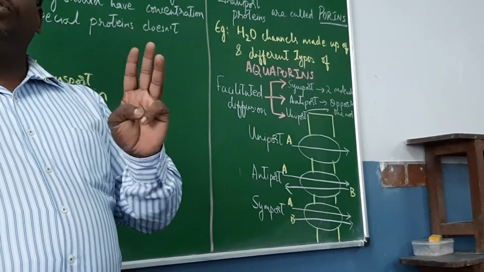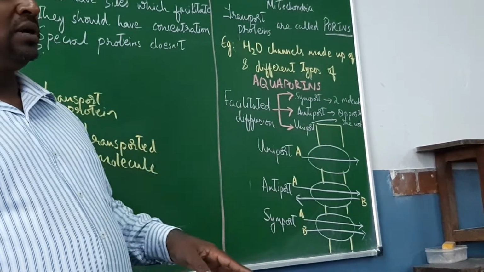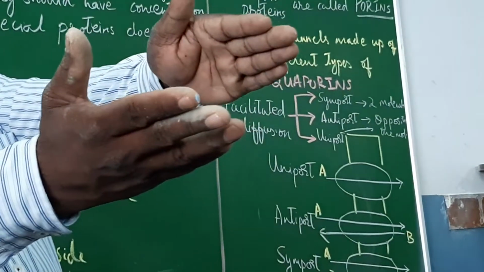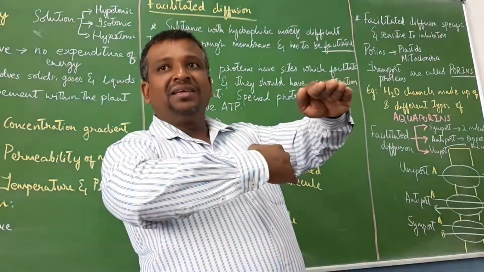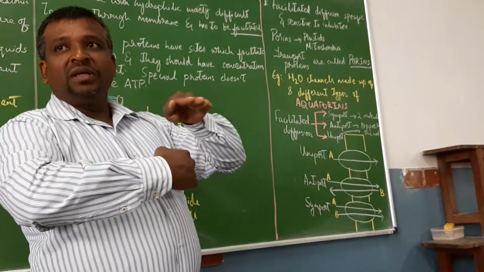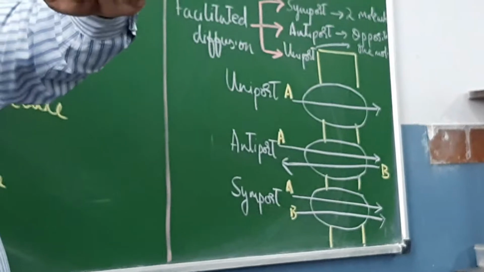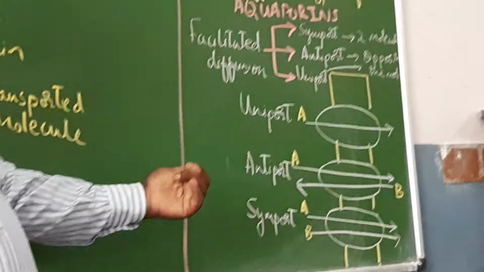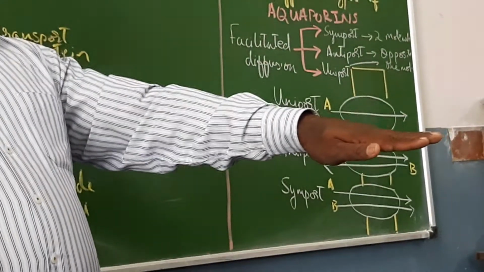Facilitated diffusion can be of 3 ways: symport, antiport, uniport. In symport, 2 molecules are taken inside the cell in the same direction. In antiport, 1 molecule enters and the other molecule exits from the cell, so it is in 2 opposite directions. 1 molecule enters through the porin, another molecule exits through the porin. So we call it antiport type of facilitated diffusion. Uniport, only 1 molecule enters. So we call it uniport.